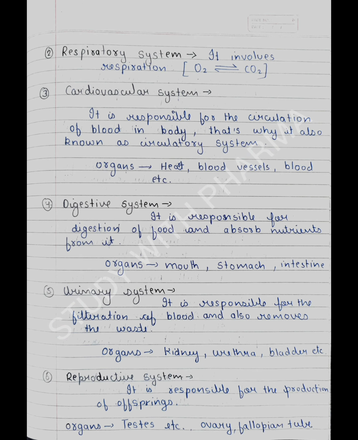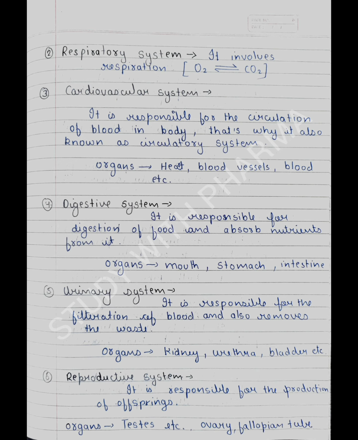Second is respiratory system. It is responsible for breathing. Third is cardiovascular system. It is responsible for circulation of blood in the body. Fourth is digestive system. It is responsible for breaking down food and absorbing nutrients from it. Fifth is urinary system. It is responsible for filtration of blood.